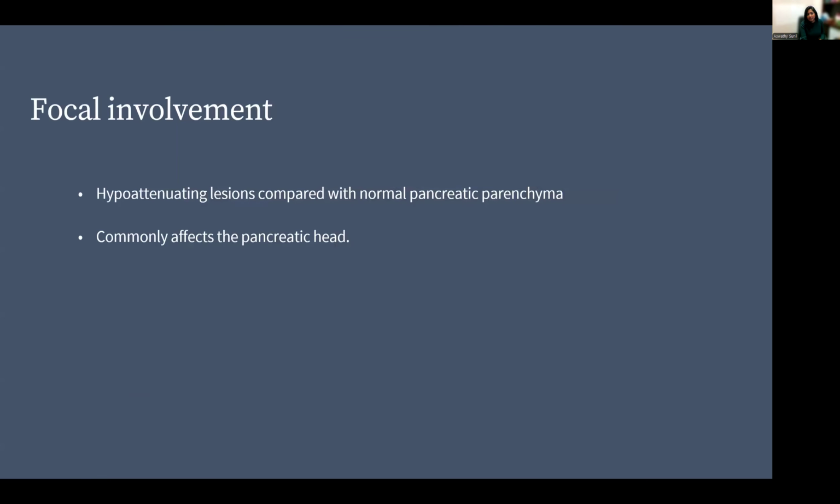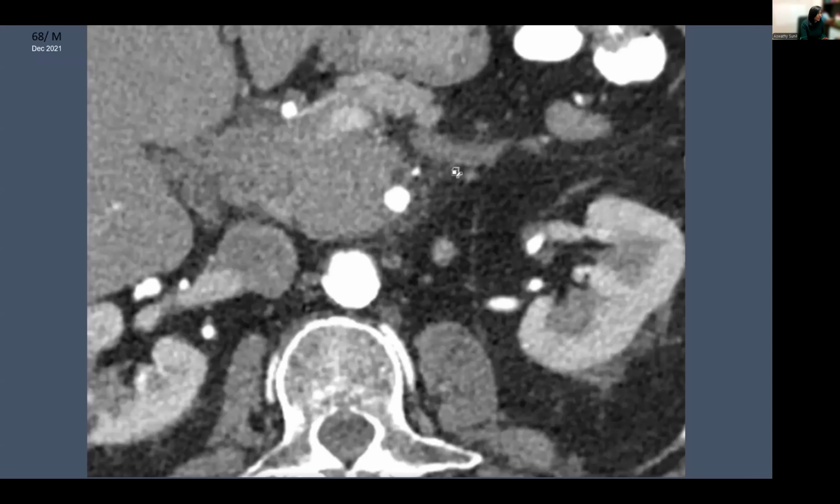Coming to focal involvement, hyperattenuating lesions are seen compared to the normal background pancreatic parenchyma. They commonly affect the pancreatic head. So this is a 68-year-old male where you see a quite bulky pancreatic head and it is hypoattenuating compared to the background normal parenchyma.